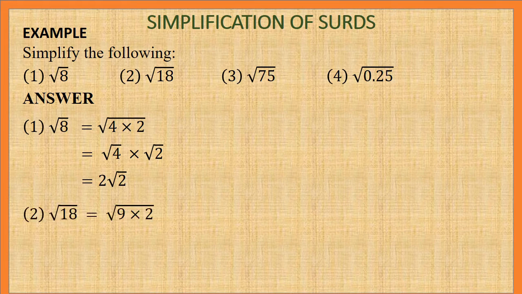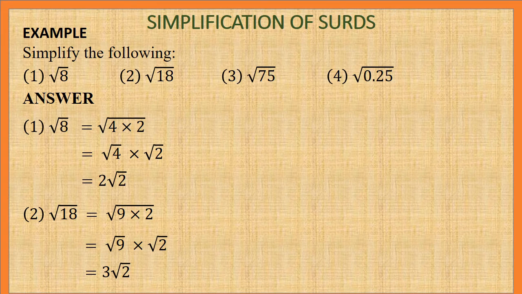Then for square root of 18, the perfect square we can find in 18 is 9. So 9 times what gives us 18? Let's say 9 times 2. We can also separate this as square root of 9 times square root of 2. And square root of 9 gives us 3. So 3 times root of 2 gives us 3 root of 2.